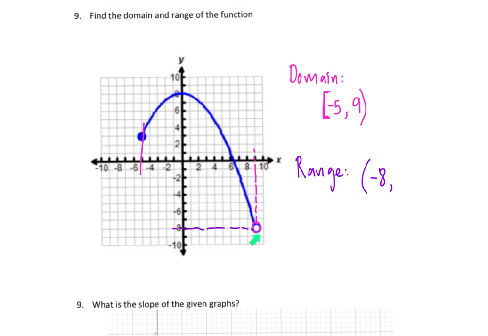Okay, then we go all the way up. If we read it along the y-axis, that is the very highest y value my graph can be equal to. So right here is the maximum and the end of my range. So that range stops at 9, and that 9 can be included. So that is my maximum y value. So that is how we find the domain and range of the function using the graph.